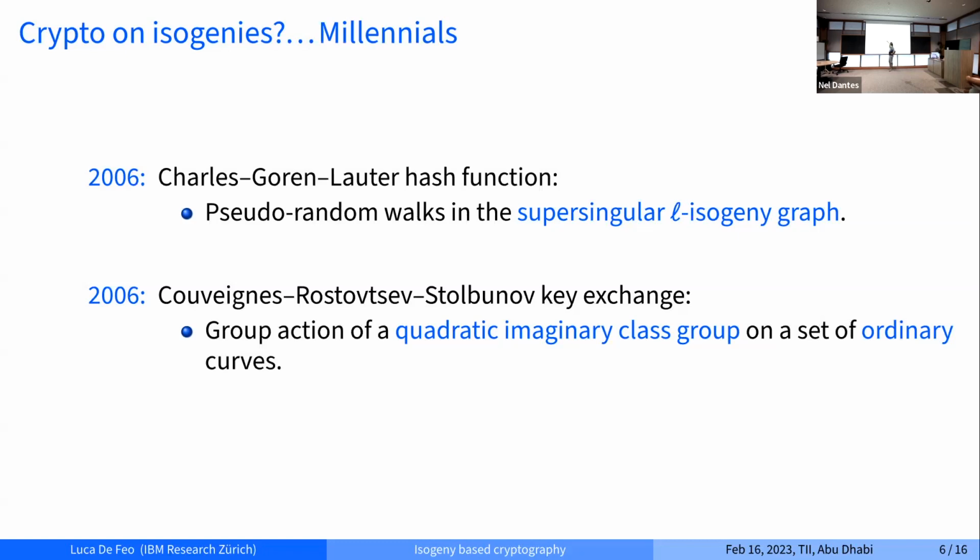Immediately after Rostov and Stolbunov published their idea, people realized that Couvaigne had presented that idea 10 years earlier at seminars in Paris. It turns out that Couvaigne had essentially the same idea, submitted it to Crypto, was rejected, and forgot about it, put it in a drawer. So actually the very first isogeny-based scheme dates from 97 by Couvaigne, and it's exactly the same idea, but it stayed confidential, only known to a few people until that time.